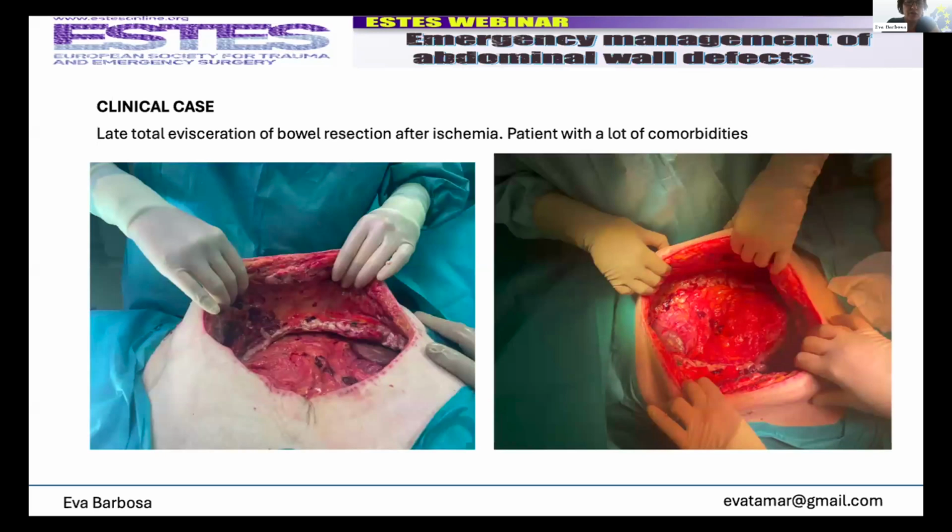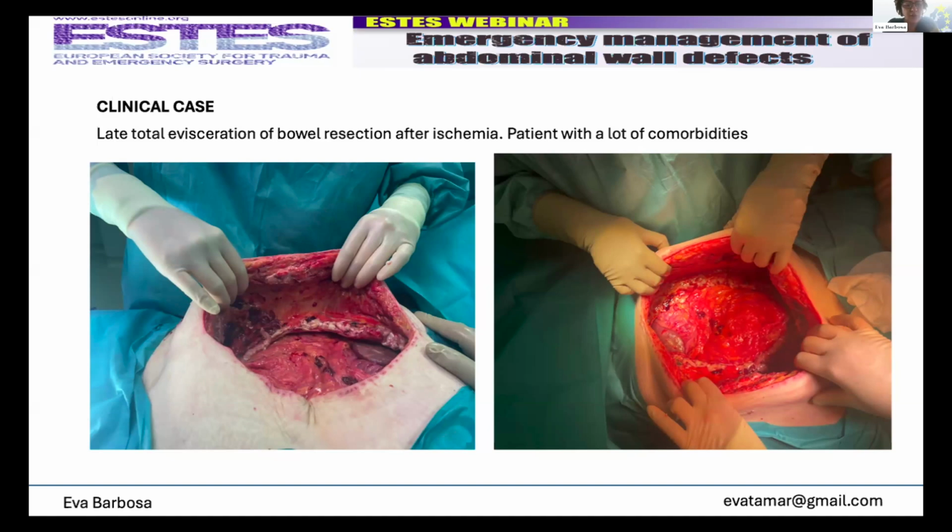Another clinical case for us to see how to deal with some complex open abdomens. This was a lady with a lot of comorbidities. She was ASA 3 or 4, and she had a bowel resection after ischemia, and the anastomosis was okay, but then she had also a late total evisceration. I got called to give an opinion on the open abdomen, and this was the retraction.